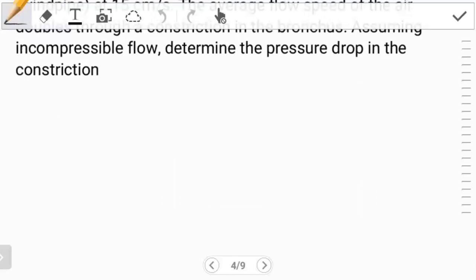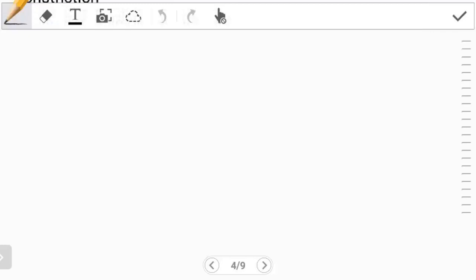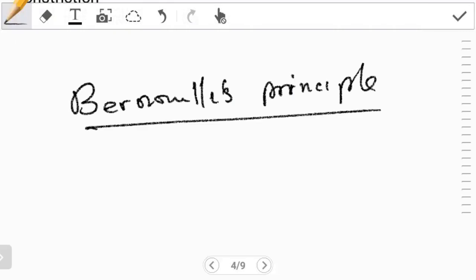But one key thing that he came up with, one key thing that was concluded here, this is called the Bernoulli's Principle. Now, what does it state? Well, in simple terms, the conclusion is this. Where the velocity of a fluid is high, the pressure is going to be low. And where the velocity is low, the pressure is going to be high.